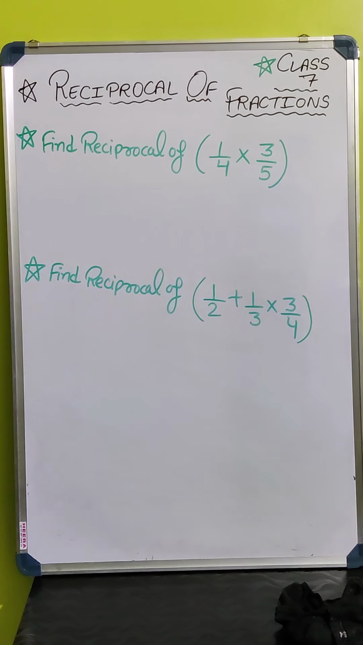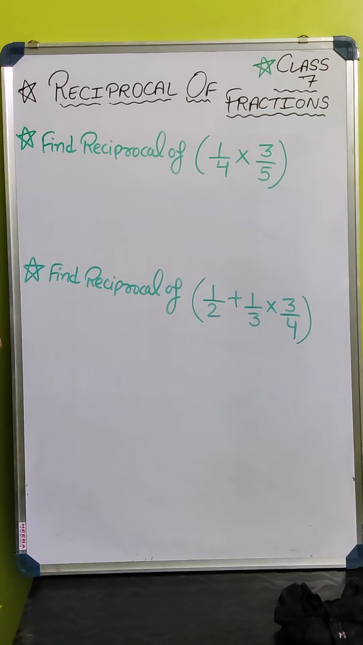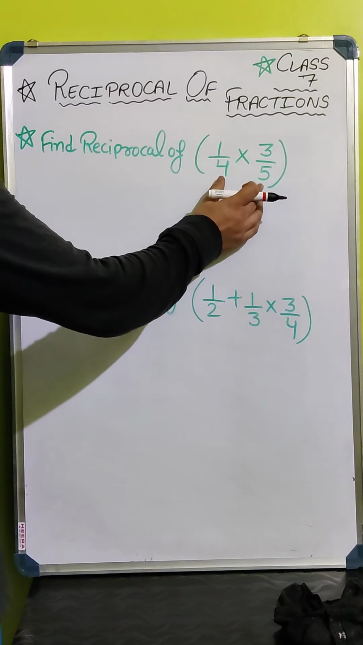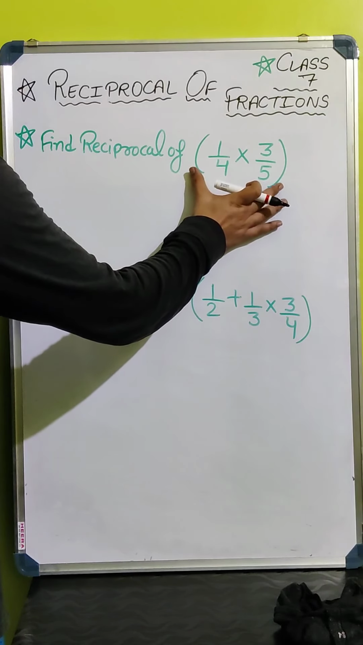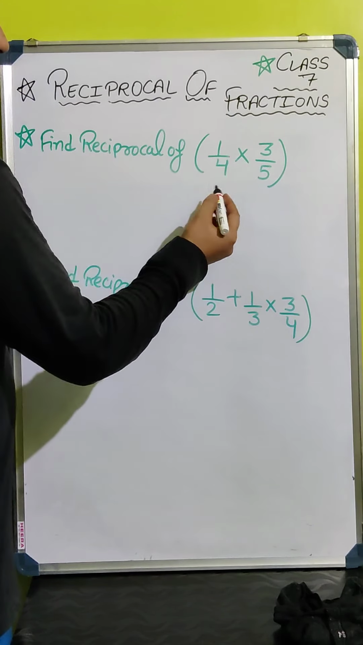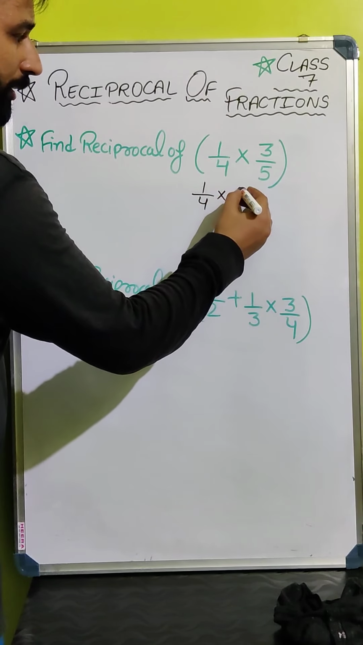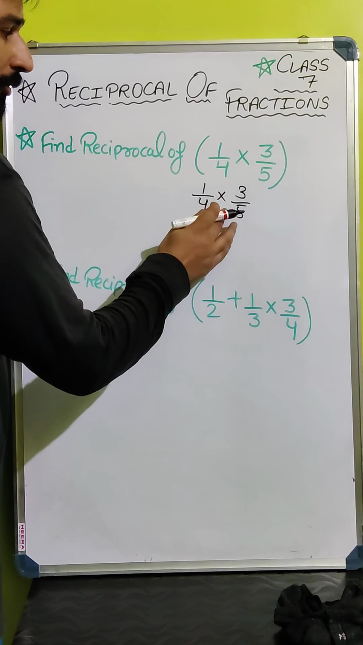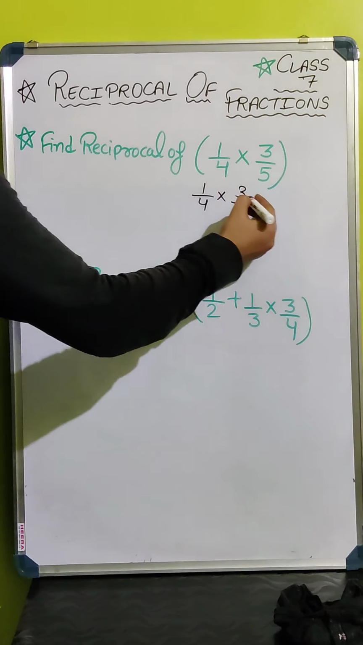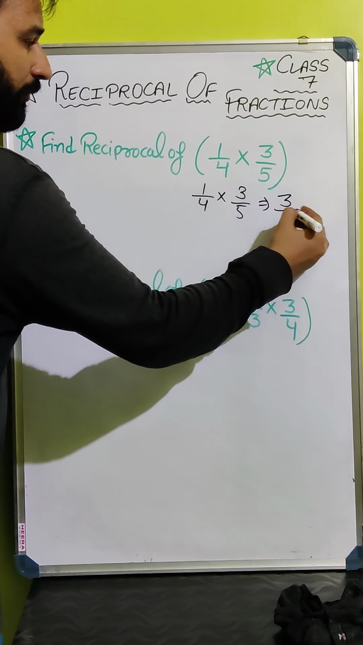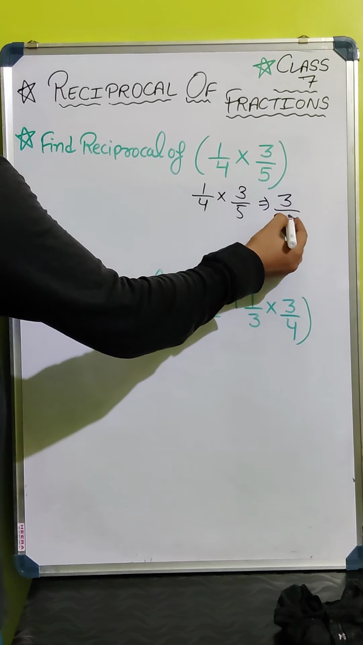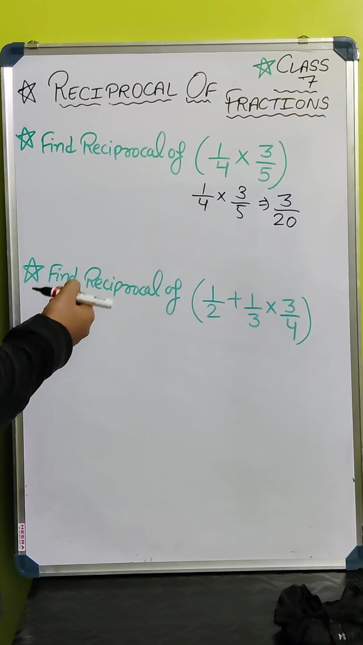Now comes to some extra questions regarding the reciprocal. You have to find out the reciprocal of 1 by 4 multiplied by 3 by 5. First of all, you will solve this part because you have to find the reciprocal of this complete part. So first find the multiplication: 1 by 4 into 3 by 5. No number is cancelling here. So 3 1s are 3, 5 4s are 20. Right. So the product of these numbers is 3 by 20.